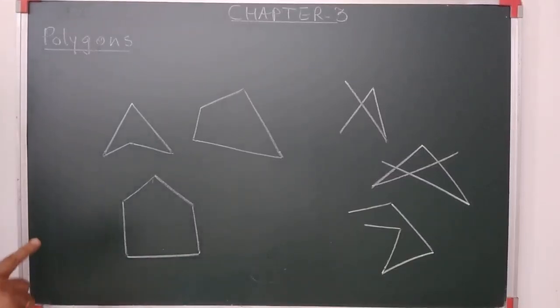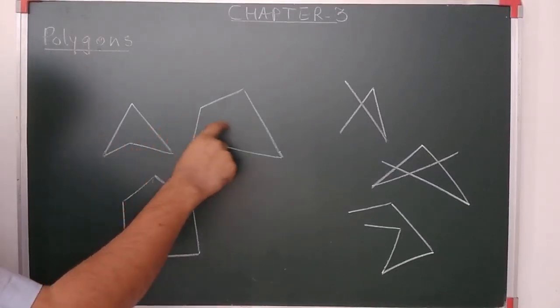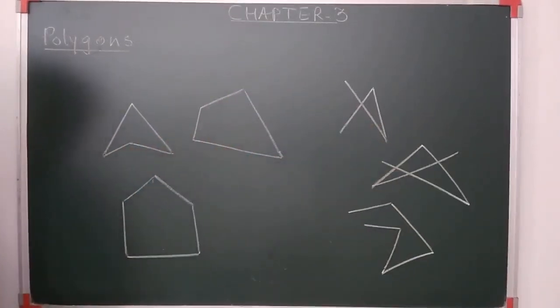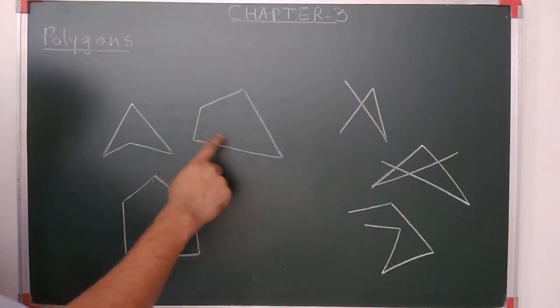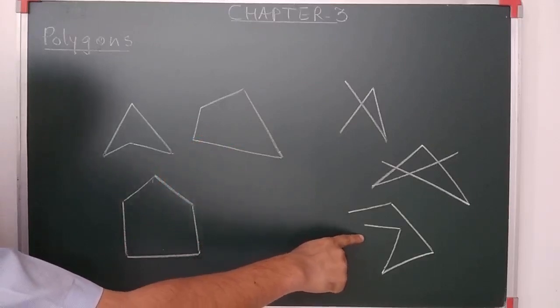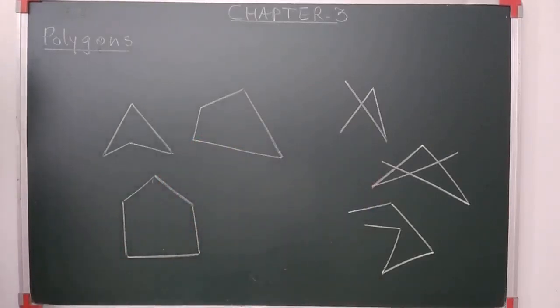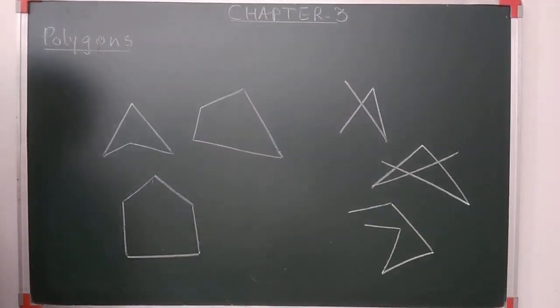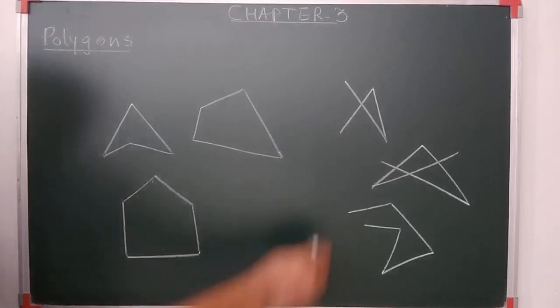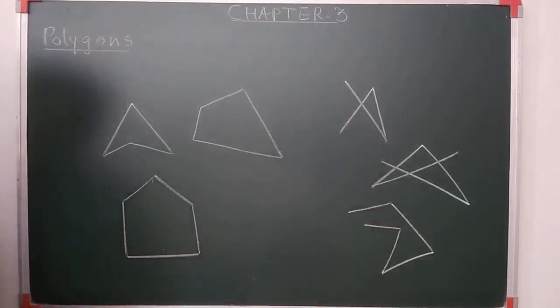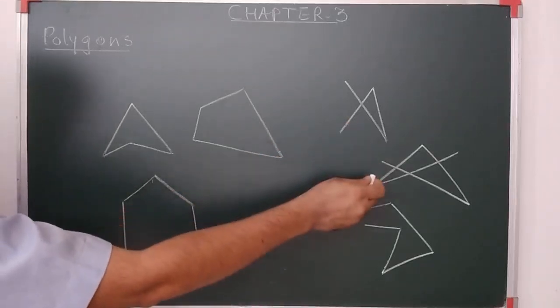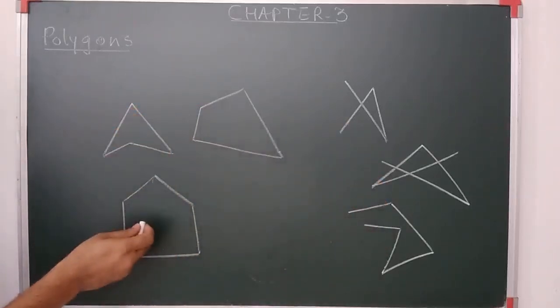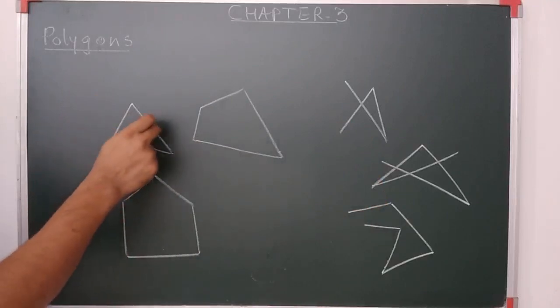Let's see which are the line segments. We observe that in all the diagrams, they are all line segments. Second, the closed figure. So we can say this one is closed, closed, closed. This one is not closed. But remember, these two are also not simple closed curves or figures. These two are not simple and it is not closed. So we can say that these are not polygons, whereas these are polygons, because they are closed and made up of line segments.